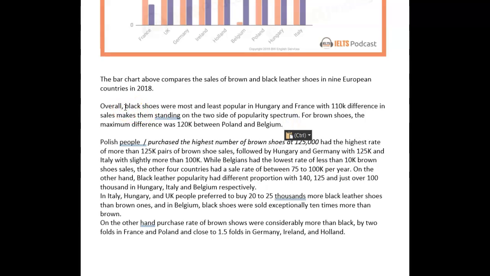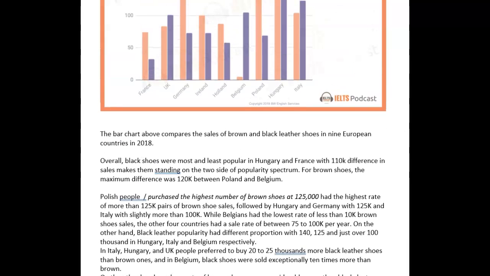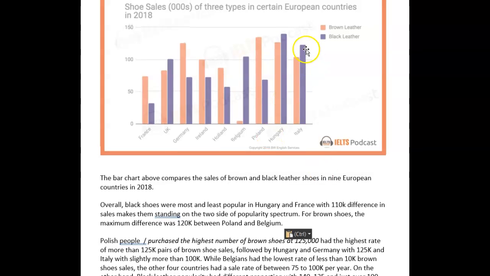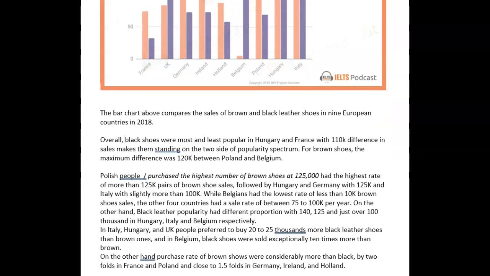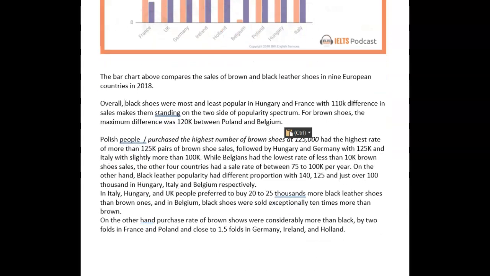My overall sentence, I would just give an overview. So my overall sentence, I say overall, the highest number of shoes were bought by Hungarians. So that's the highest number for both. While the lowest number of shoes were purchased by Belgians, or the lowest preference was for brown shoes in Belgium. So you're making just a contrast between those big numbers and that small number. Okay. So I would just do something very general as my overall statement.